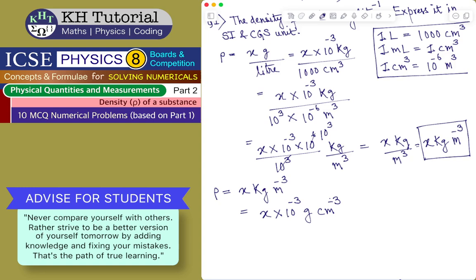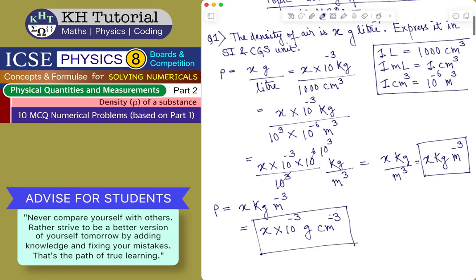So if you are not that familiar with the conversion of a unit of density from SI to CGS and vice versa and all the related concepts, I will suggest that you please watch the part 1 video. Okay, so this is the density of air in CGS unit.